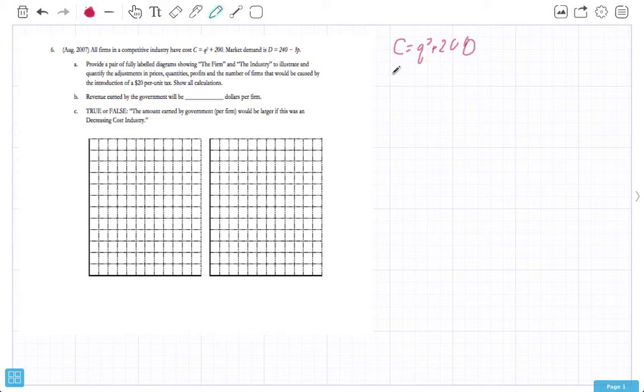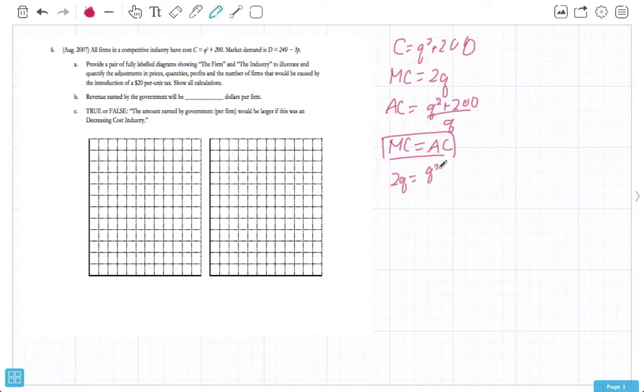To find marginal cost, you would have MC equals 2Q because it's just the derivative of the cost function. So you just drop the exponent and discard the constant term. And you would have average cost, which is you divide the cost function by Q. And to find the optimum quantity, you would set MC equals AC. And then you would have 2Q equals Q squared plus 200 over Q.